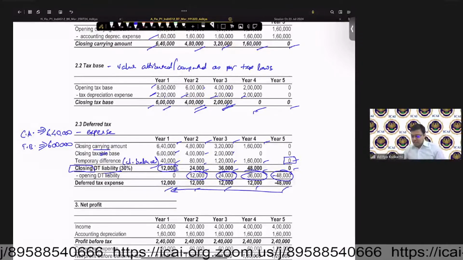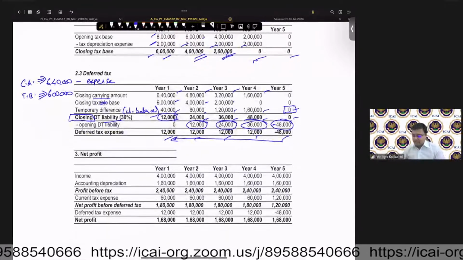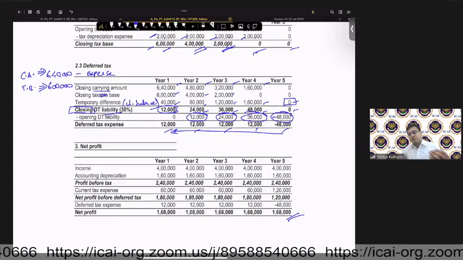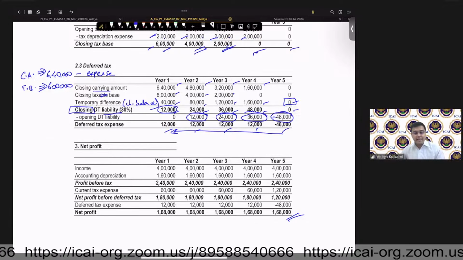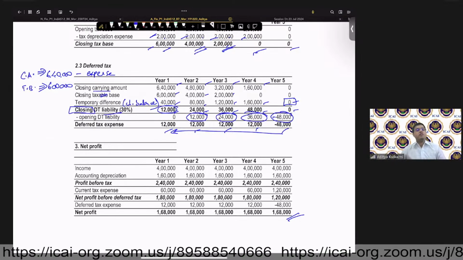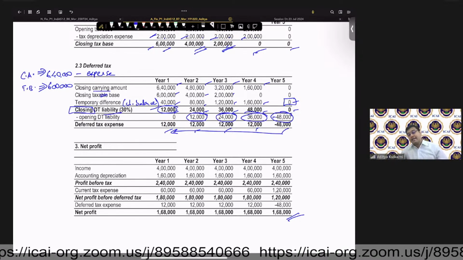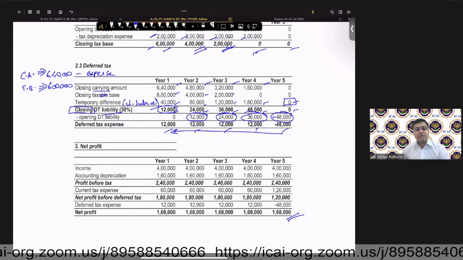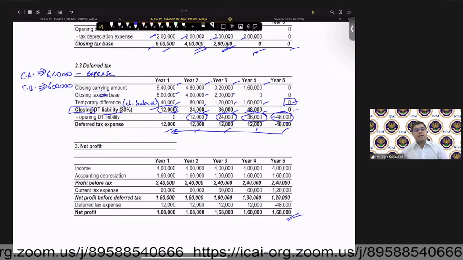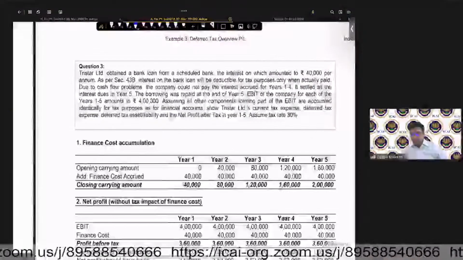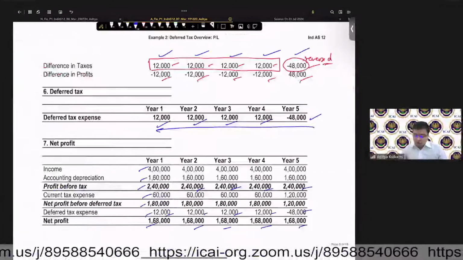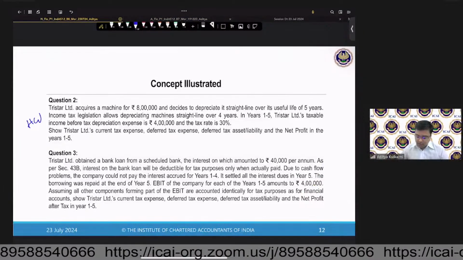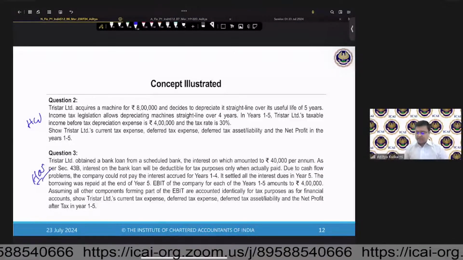So this is the meaning of balance sheet based approach. Final result is the same. Only thing is, in the first case, we were looking at it from the lens of a P&L. Here we are looking at it from the lens of a balance sheet. And Ind AS 12 always requires us to evaluate from the lens of a balance sheet, not from the lens of a P&L. So that is the same. I want you to do the remaining questions as homework.